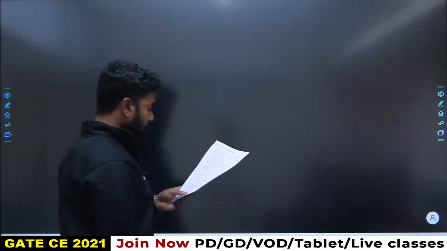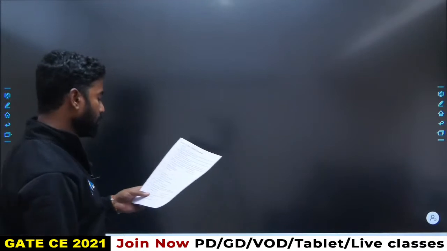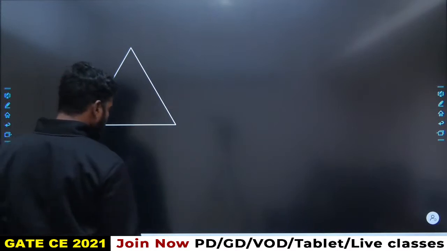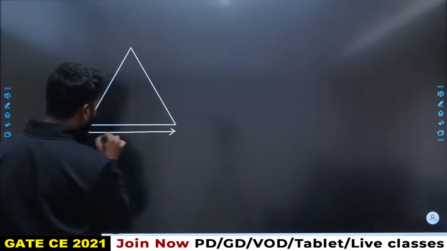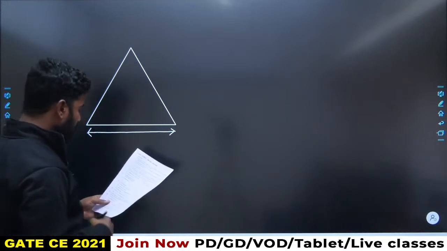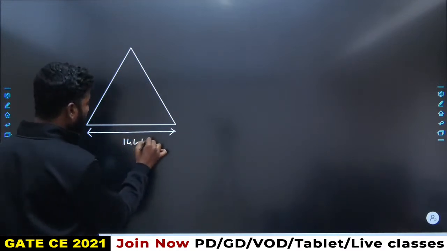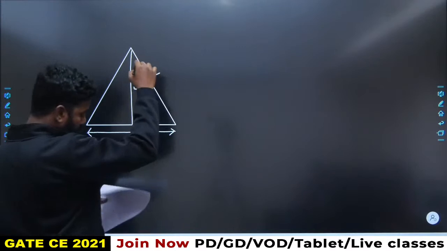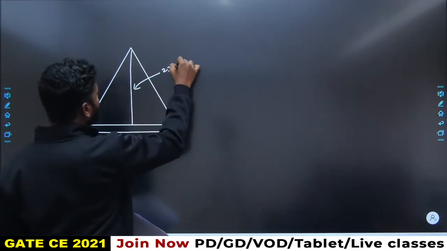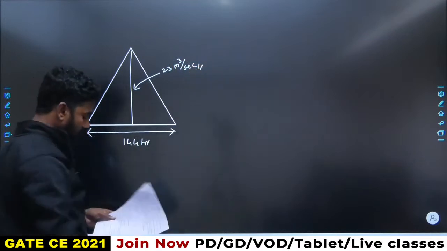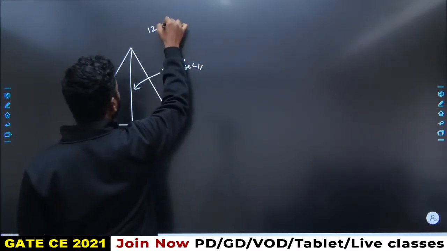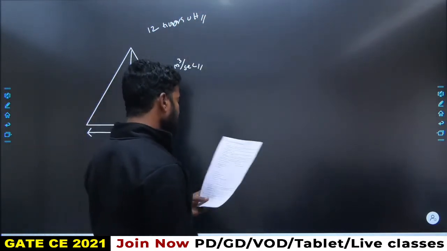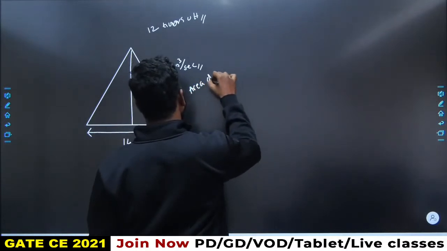A 12 hour unit hydrograph, triangular in shape, with base 144 hours. So the base is 144 hours. Peak is equal to 23 meter cube per second. This is a 12 hour unit hydrograph. Fine. So he is asking what is the area of the catchment.